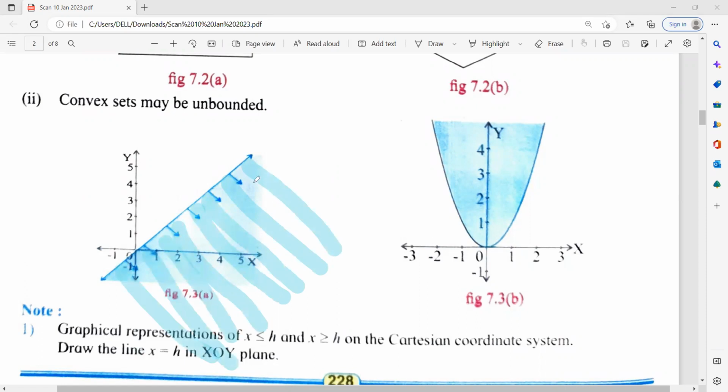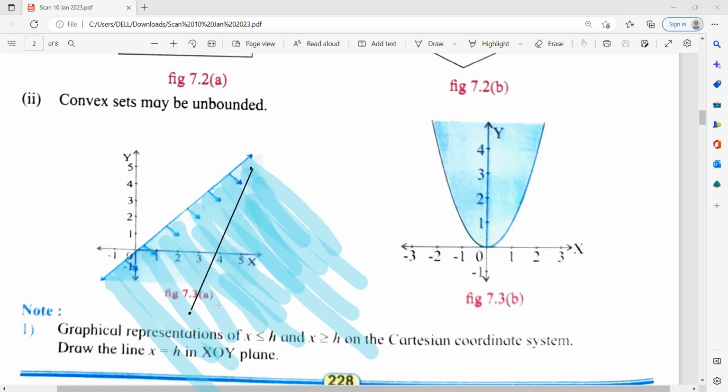I'm going in the direction of arrows from the line. This set is a convex set, but it is unbounded. Why is it convex? For the simple reason, if I take a point anywhere in the set, another point anywhere in the set, join these 2 points with the help of a line, the line entirely lies in the set. So it is an unbounded convex set.